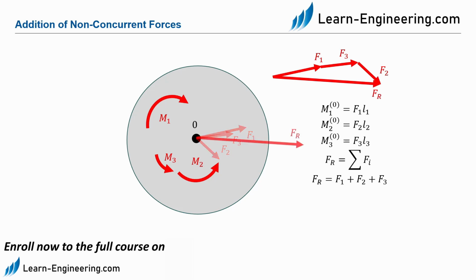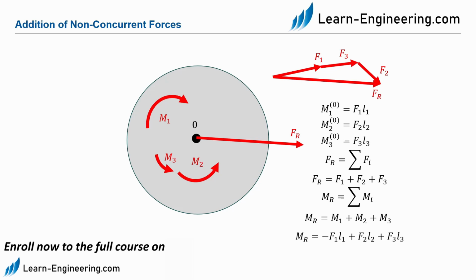For the resulting moment, we need the sum of all moments. So Mr equals M1 plus M2 plus M3. Since M1 is clockwise, its value is negative. M2 and M3 run counterclockwise, so they are positive. So we can now write Mr equals minus F1 times L1 plus F2 times L2 plus F3 times L3. So we added the three non-concurrent forces and replaced them with a resulting force and moment at the point 0.